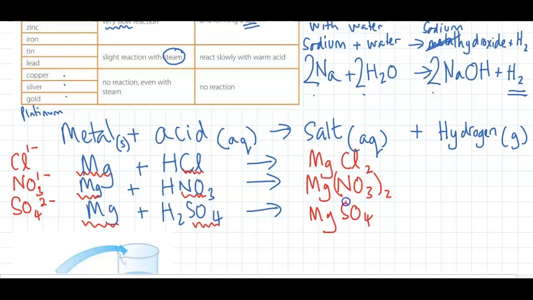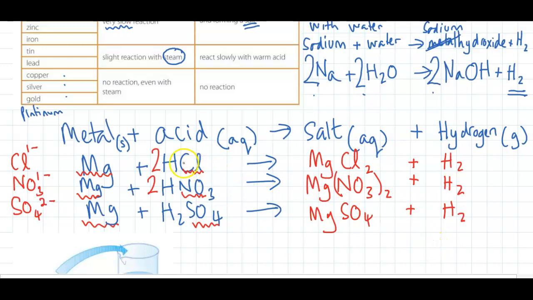Don't worry too much about writing formulas, but definitely be able to name the salt produced from any metal with any acid. So if I swapped my metal for iron, I'd get iron chloride. If I swapped it for zinc, I'd get zinc nitrate. If I swapped it for lead, very slowly, I would get lead sulfate. And all of these, if it's a metal on its own, produce hydrogen gas. Remember that hydrogen goes around in pairs. I'm going to need 2 of those, and 2 of those. I don't need to do anything to this one.